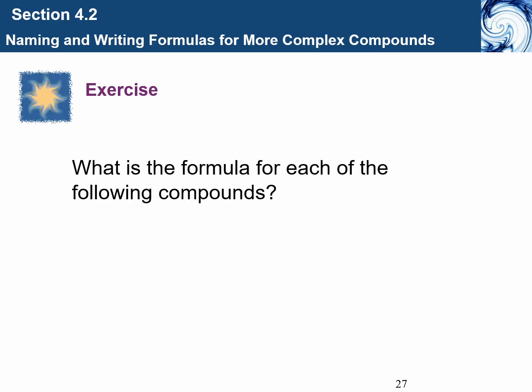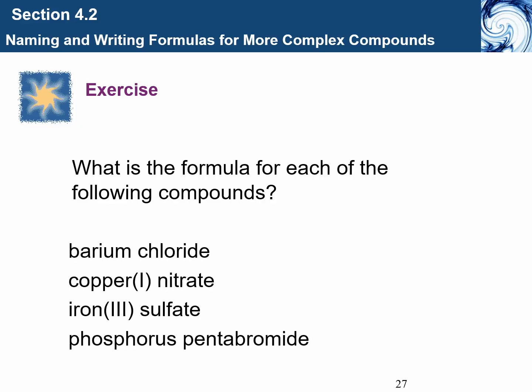What is the formula for each of the following compounds? Barium chloride, copper 1 nitrate, iron 3 sulfate, and phosphorus pentabromide. I'll give you a second to figure this out, or I'll put it as a matching thing on Wayground. Which did I do? I don't know.